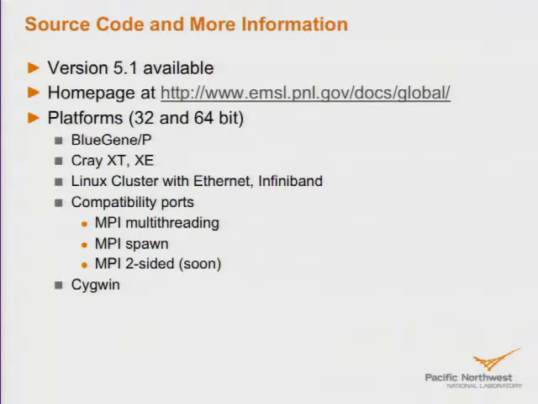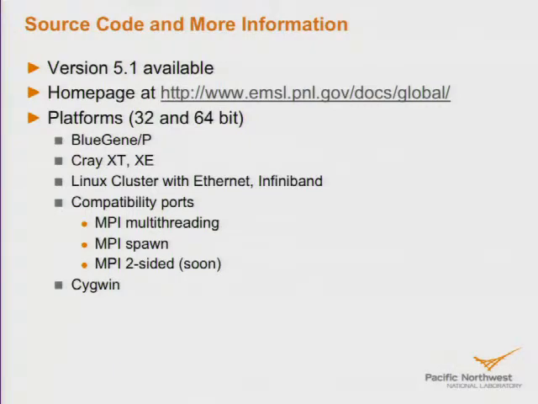So just some more information. This is our home page, so everything you want to know about global arrays is available there, including a bunch of tutorials available on that site as well. The platforms we're currently supporting are BlueGene/P, the Cray machines, Linux clusters with Ethernet and InfiniBand. We have these compatibility ports. I think these two are relatively high performing. They're not all that much worse than the native ports.